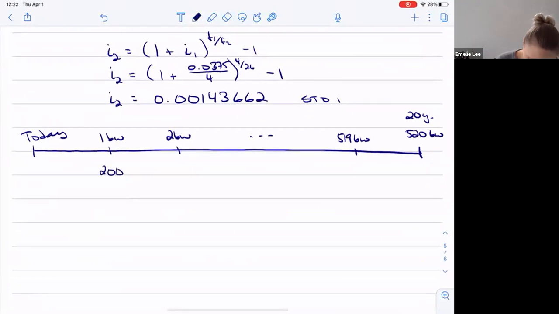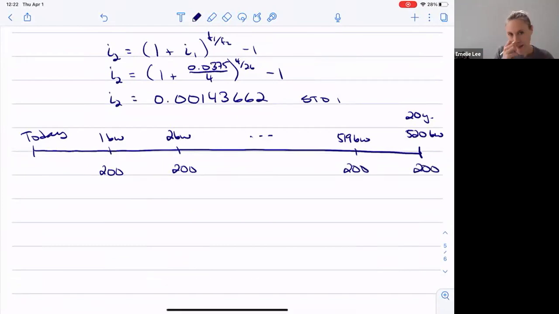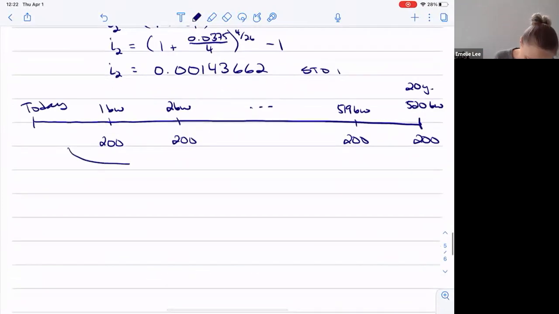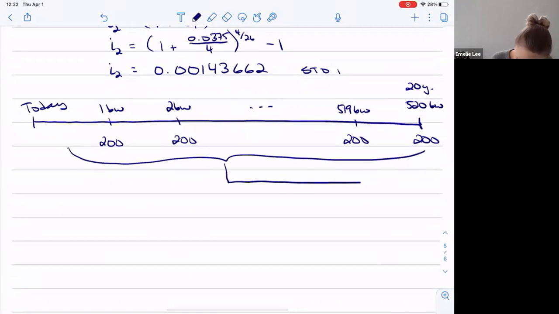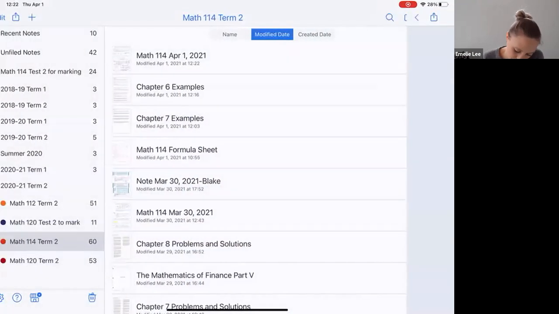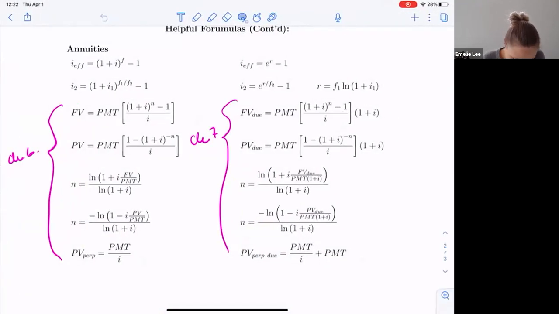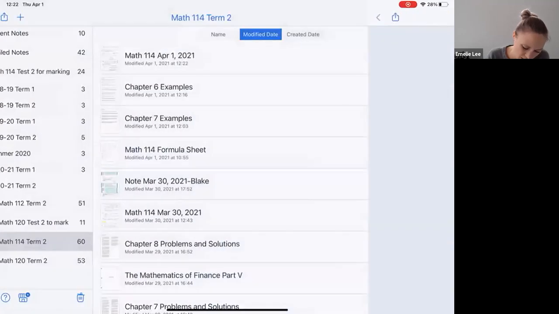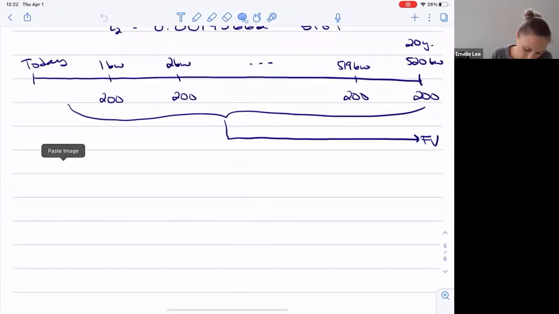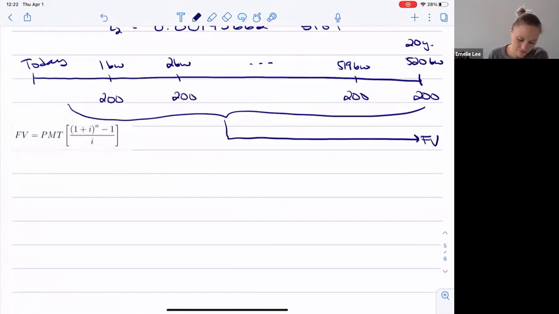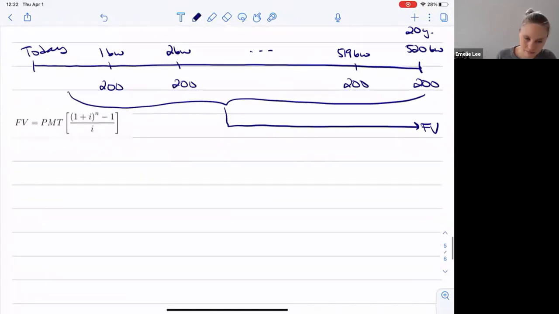So they're making payments of 200, 200, 200, 200. And then we want to funnel all these to some future value, and that's the one we're interested in. So the future value formula that we have to use, I'm just going to grab it from our formula sheet, is probably the easiest. These ones take me a couple of days to memorize. I will have them committed to memory, but not yet.